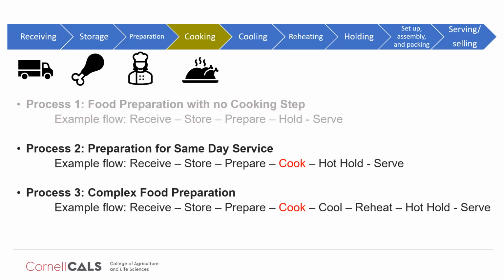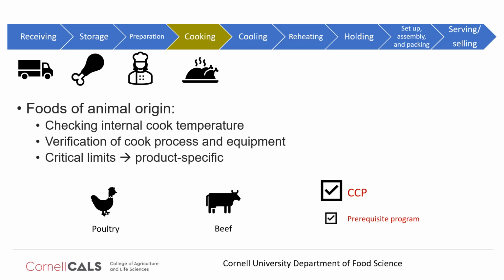Next is cooking, which applies to process 2 and process 3. Cooking foods is the most effective operational step for reducing or eliminating the most common pathogens and should always be considered as a CCP, especially when cooking foods of animal origin. Cooking as a CCP is determined based on product and hazard combination. For example, poultry would be cooked to a minimum of 165, while a beef steak to a minimum of 145 to control pathogens.